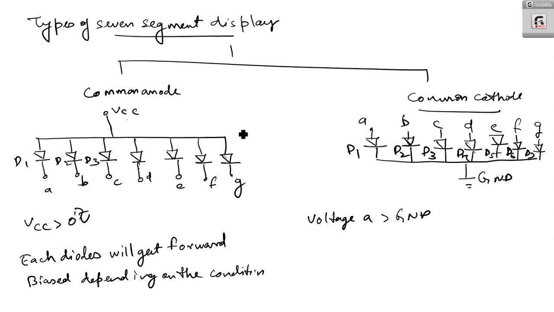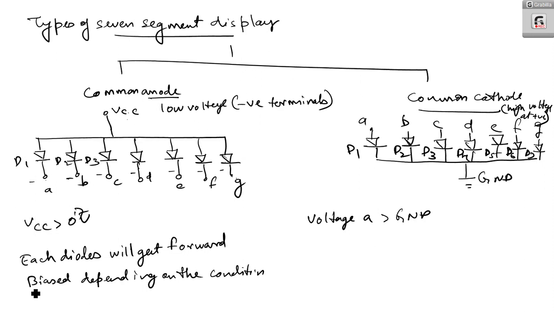Now, in the common anode type, a low voltage is applied to the cathodes, that is, the negative terminals. Low voltage is applied to negative terminals. This is a negative terminal, and compared to VCC, low voltage is applied. But here, high voltage is applied at, sorry, not negative terminals, at positive terminals. High voltage is applied at positive terminals. That happens in the common cathode type display.